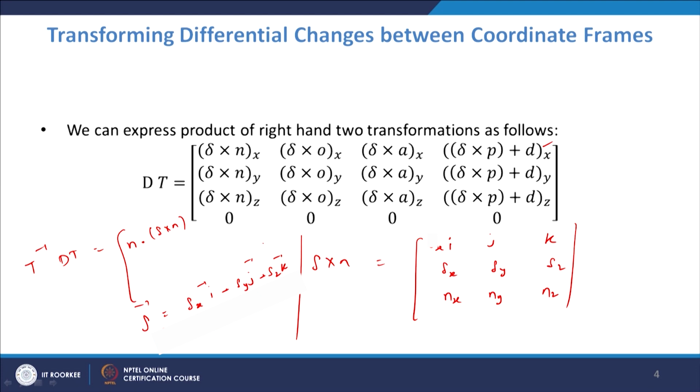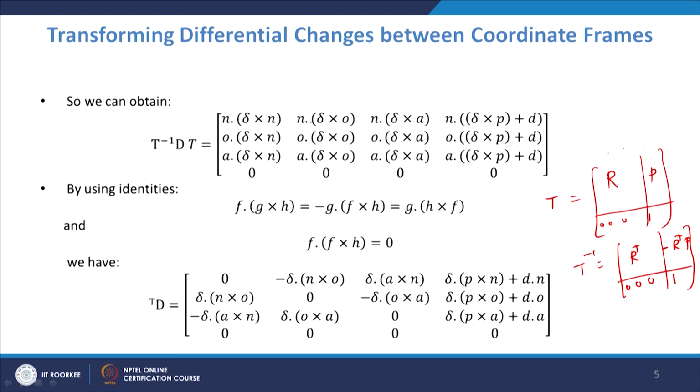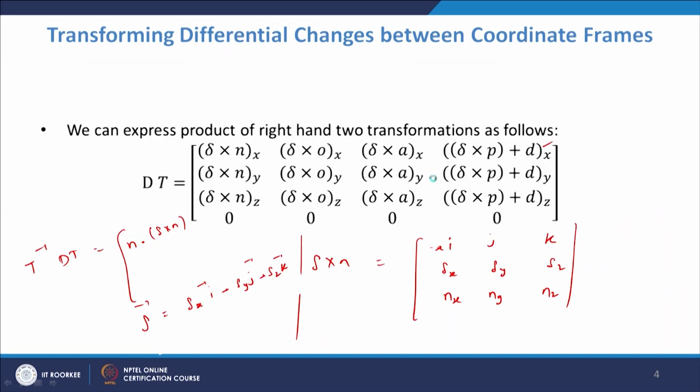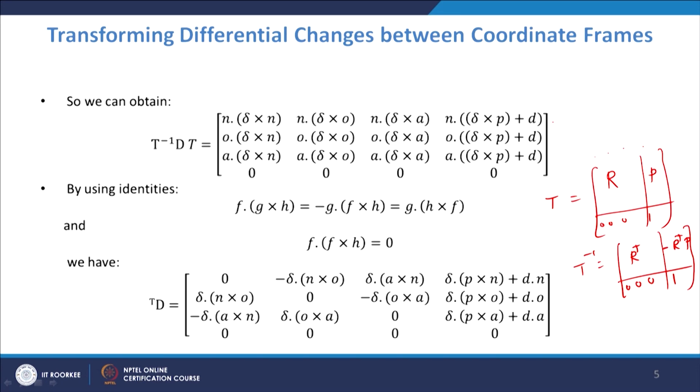Similarly, for all the other components, the first row second element is given by n dot del cross o, and the third is n dot del cross a, etc. Just by observing the dT itself, we can easily find this. So, it is very easy to verify that T inverse dT is given by this expression.